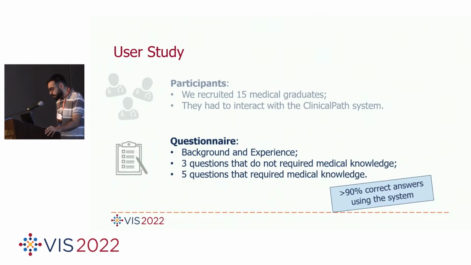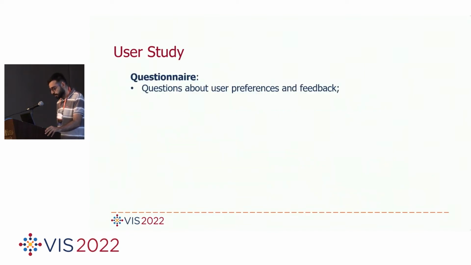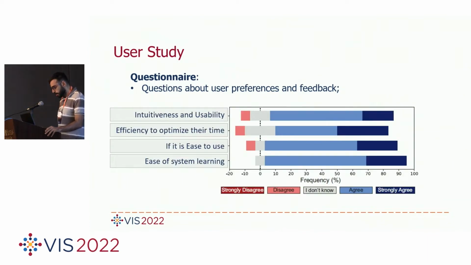Overall, we achieved a satisfactory value of more than 90% correct answers when the participants were using the system. We also asked them about their user preferences and collected their feedback. In that sense, we asked them about the intuitiveness and usability, the efficiency to optimize their time, if the system was easy to use, and the ease of system learning. Note that by looking at the blue bars as positive values, we achieve a satisfactory value of more than 83%.